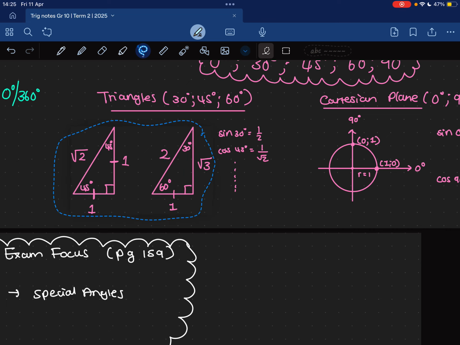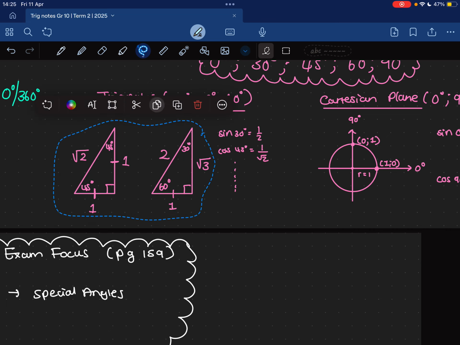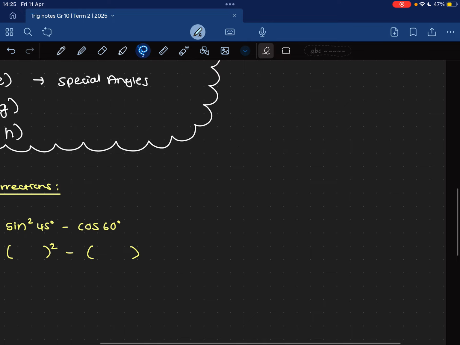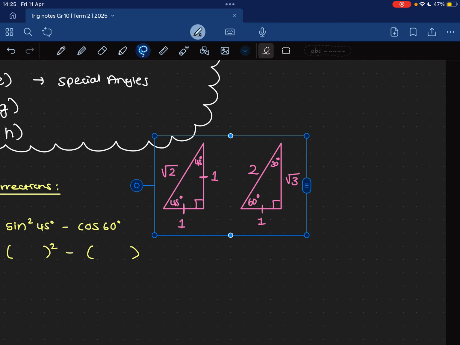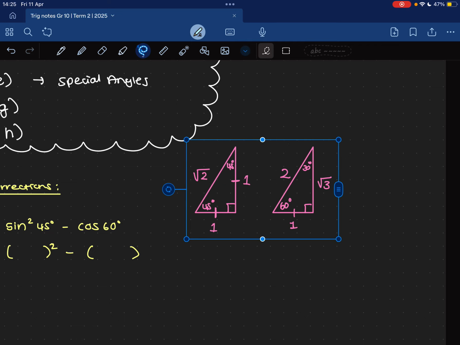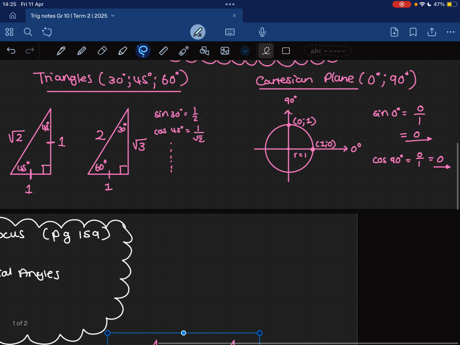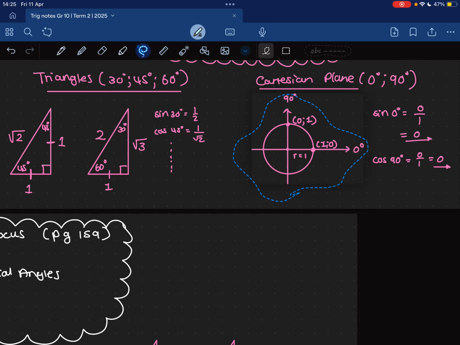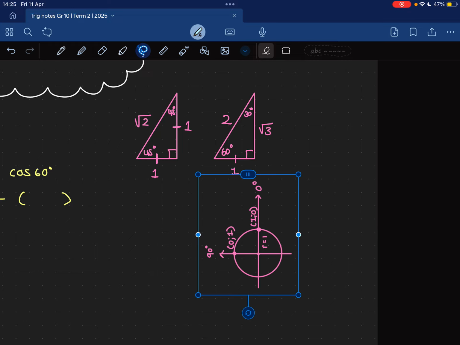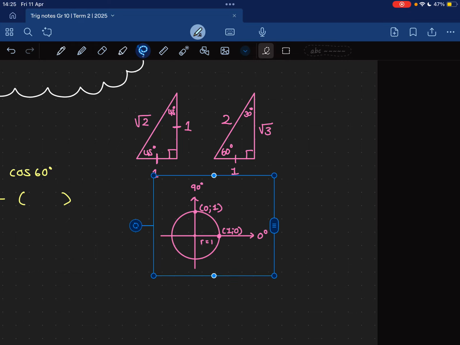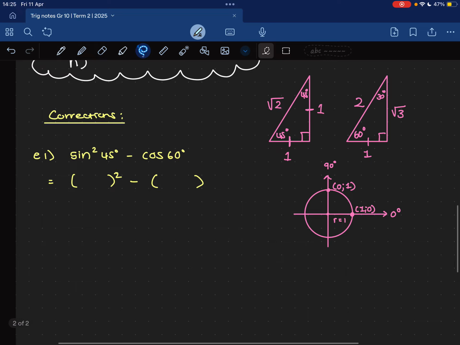What's very helpful is that before a test or something like that, you can just quickly draw your two triangles, and you can also do your Cartesian plane, and then it's ready to go for the assessment. Okay, so there they are. So we start with sine of 45.